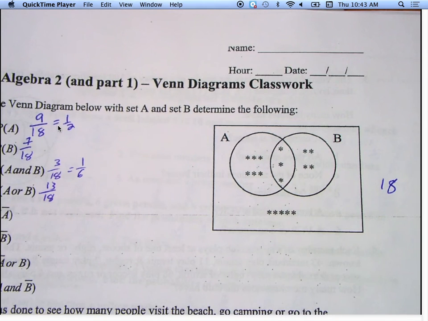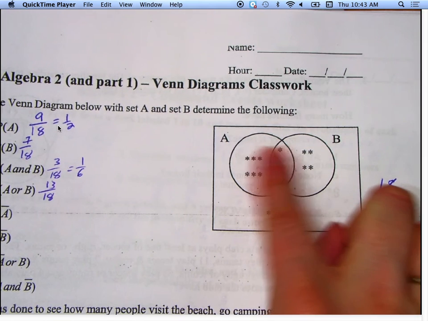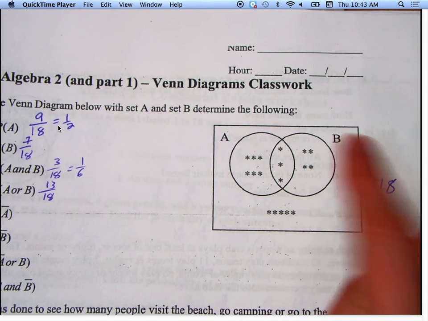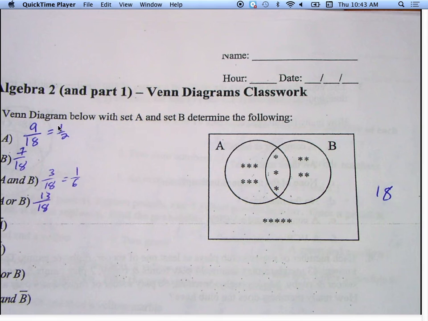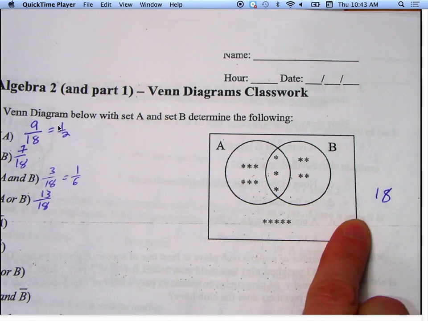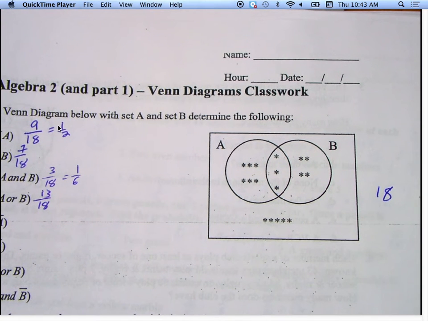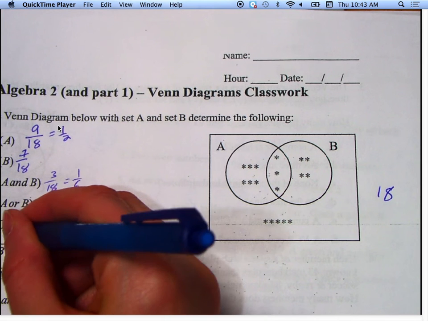Remember, A or B means everything in here. Even the middle? Yes. But where did the 5 come from? I took away this from 18. So you said 13? Yep. See, I told it right. Okay. Not A: 9 out of 18, or 1/2.